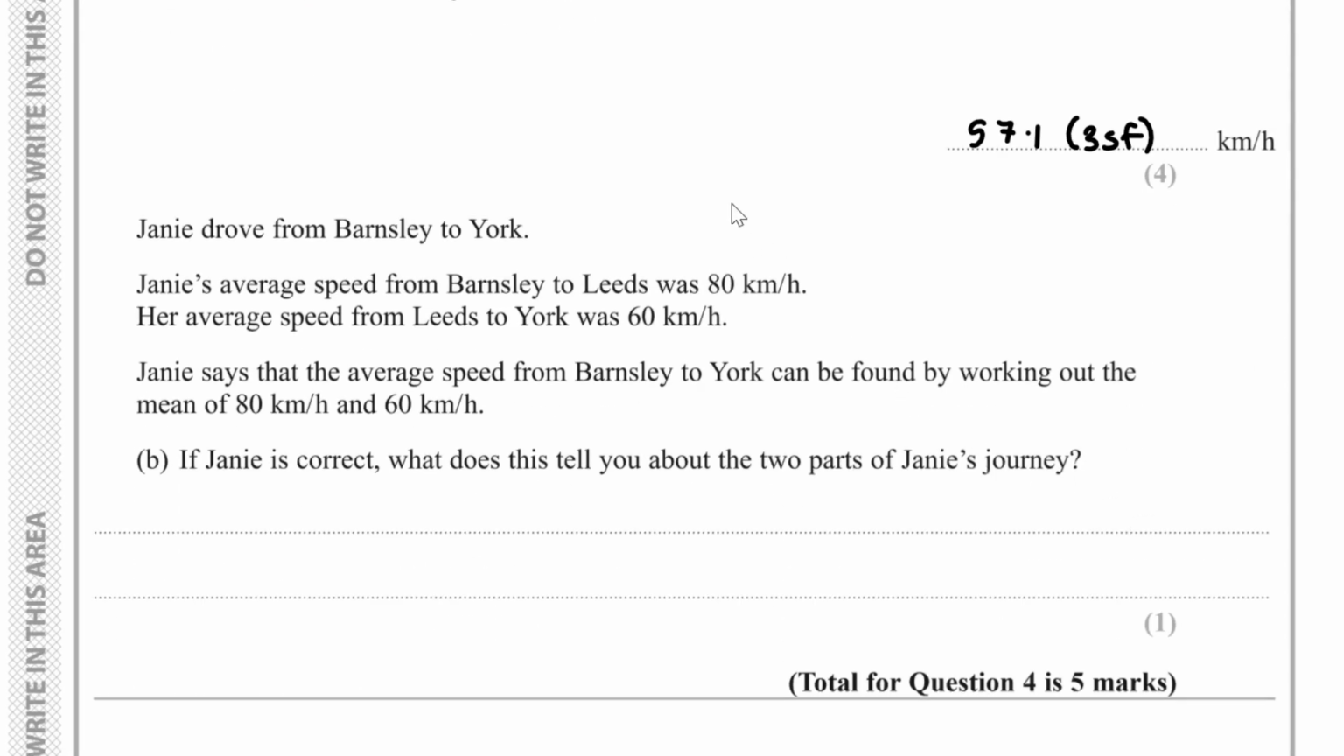Now for part B, Janie drove from Barnsley to York. Janie's average speed from Barnsley to Leeds was 80 kilometers per hour. Her average speed from Leeds to York was 60 kilometers per hour. Janie says that the average speed from Barnsley to York can be found by working out the mean of 80 kilometers per hour and 60 kilometers per hour. Is Janie correct? And what does this tell you about the two parts of Janie's journey?